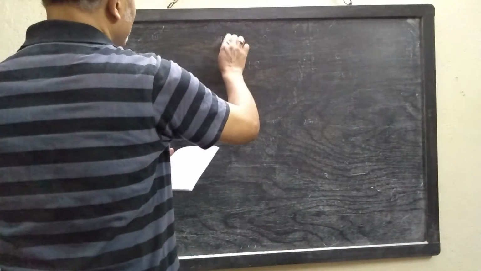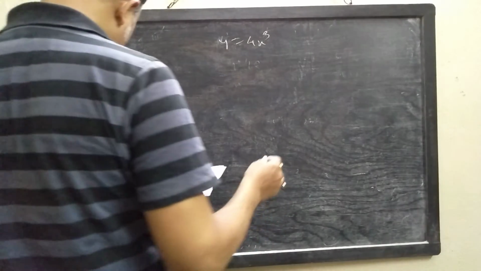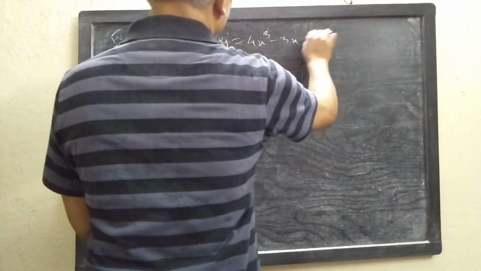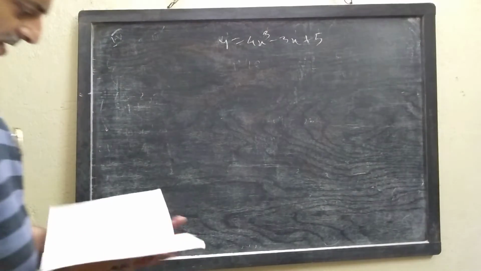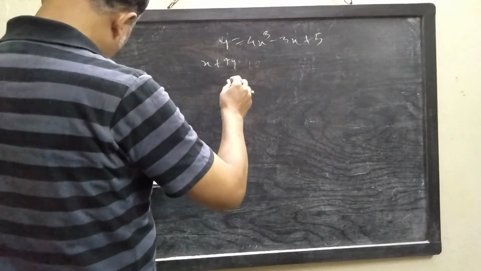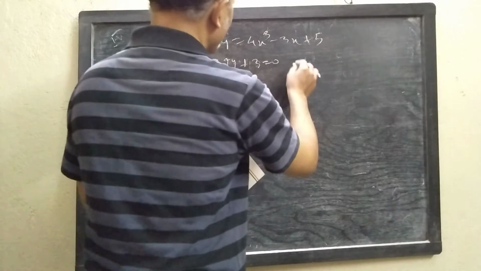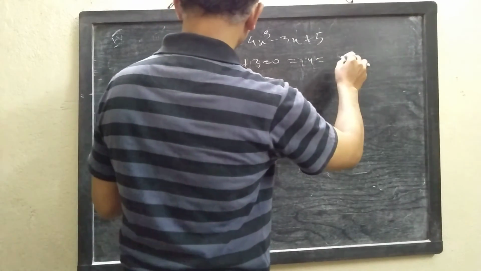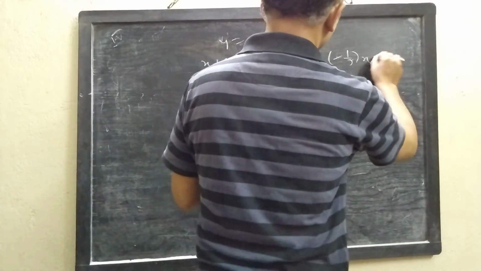Find the equation of tangent to the curve y equals 4x cubed minus 3x plus 5, which are perpendicular to the line x plus 9y plus 3 equals 0. So write it first in slope intercept form. You get y equals minus 1 by 9 into x minus 1 by 3.